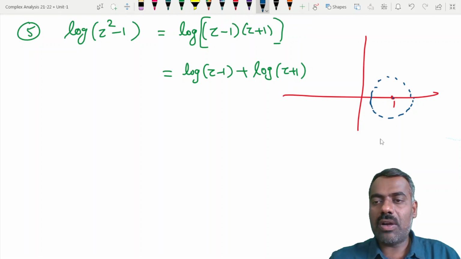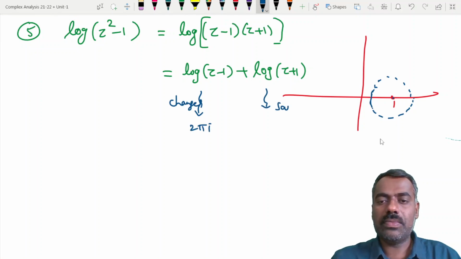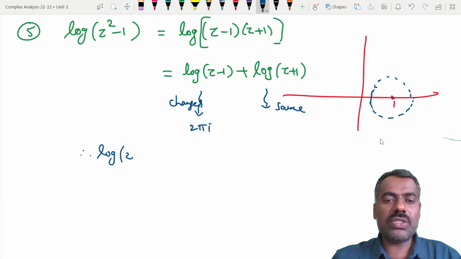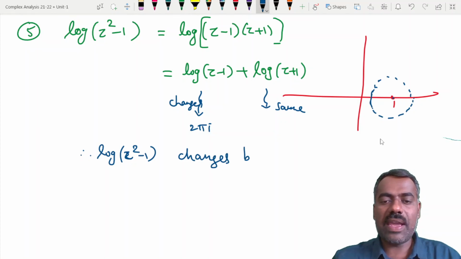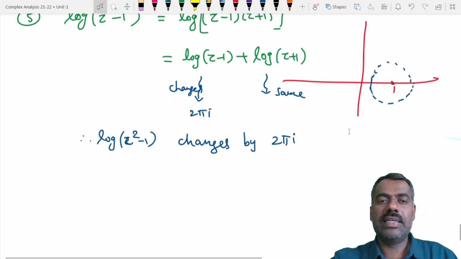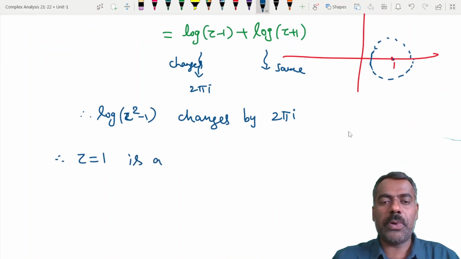If you take a closed curve around 1, then this value changes by 2 pi i. This value is the same, whatever log is there, whatever value is there. So overall it changes. Therefore, this log of z squared minus 1 also changes by 2 pi i. Yes or no? So therefore, what can you guess? Therefore, z equal to 1 is a branch point.